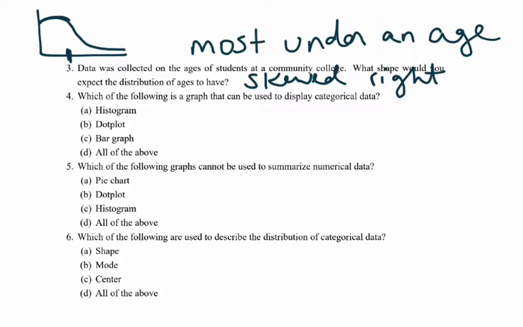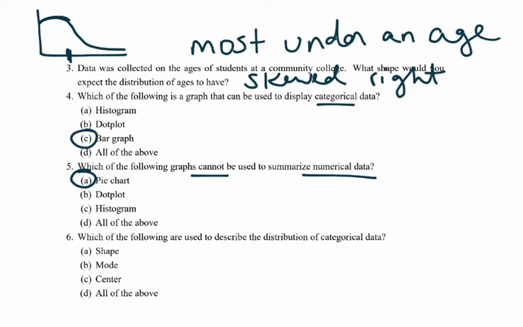Number 4, which of the following is a graph that can be used to display categorical data? So remember, for categorical data, that would be a bar graph or a pie chart, and that's it. Number 5, which of the following cannot be used to summarize numerical data? So for numerical data, we would use a histogram, we would use a dot plot, but we would not use a pie chart. So the one that cannot be used is the pie chart.